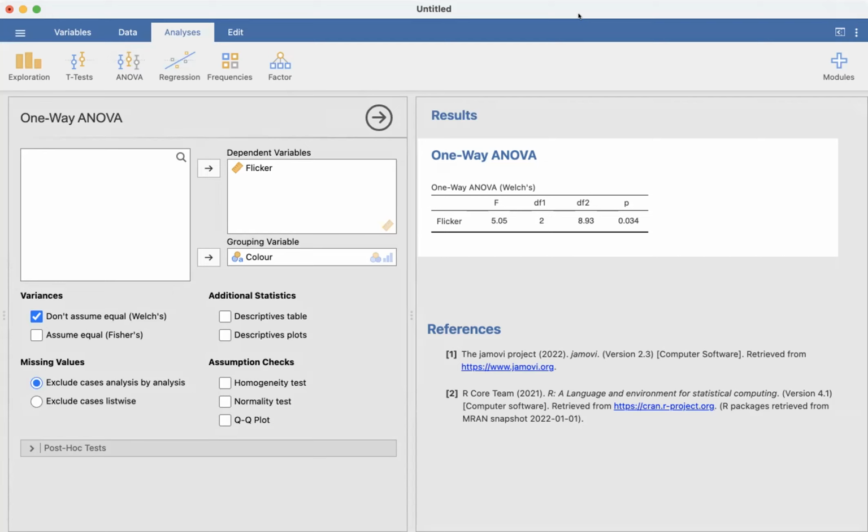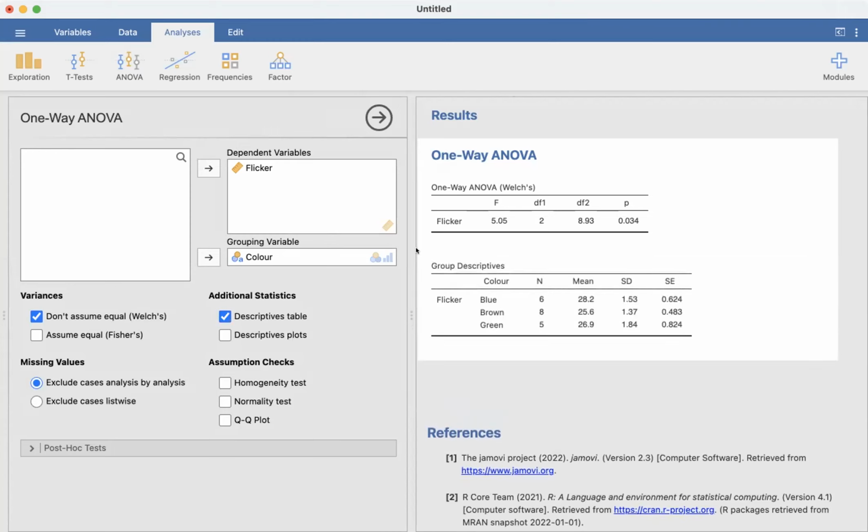But if we look at some graphs or some tables, it might give us an indication. So if we look at a descriptive table, we see that we have those blue, brown, and green eye colors. And it seems that blue eyes have a higher mean, at least in our sample, than the others. That is, they can detect a higher frequency on average of a flicker in a light.